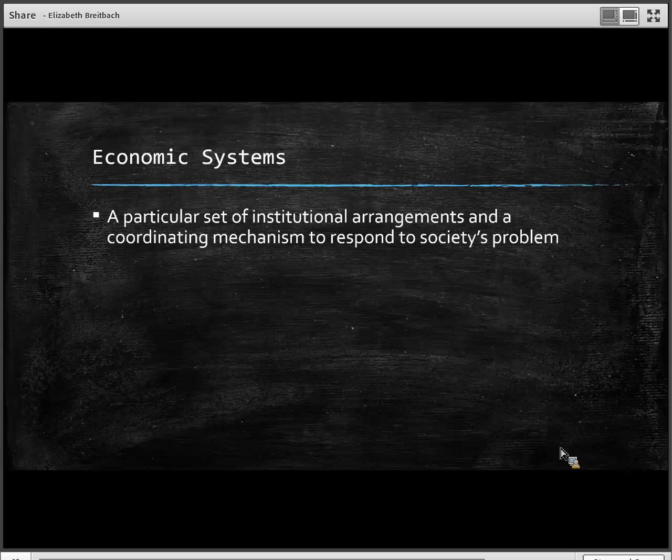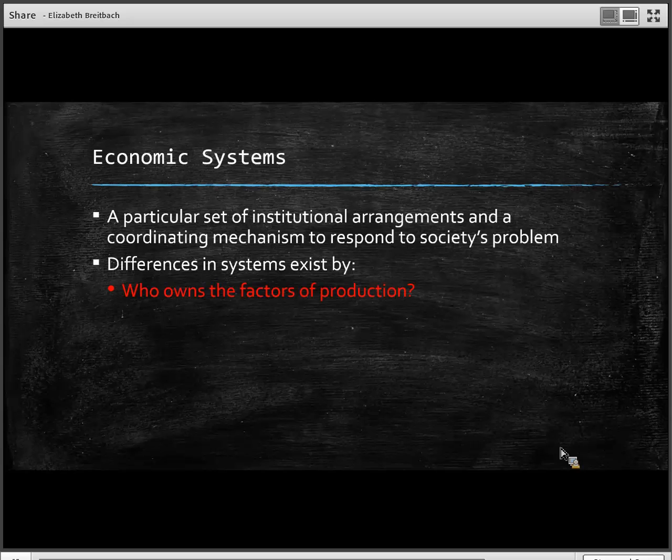And how we answer the questions and how we get to that point at which we decide which goods should be produced, who consumes them, how are they produced, all of that is going to determine what type of economic system we have. But in particular, we have two questions that each economic system must answer. And the first one is, who owns the factors of production? Who owns the land, labor, capital, and entrepreneurial ability?